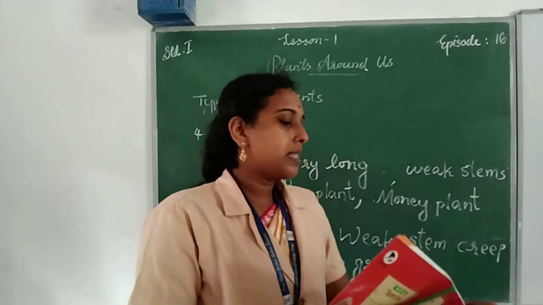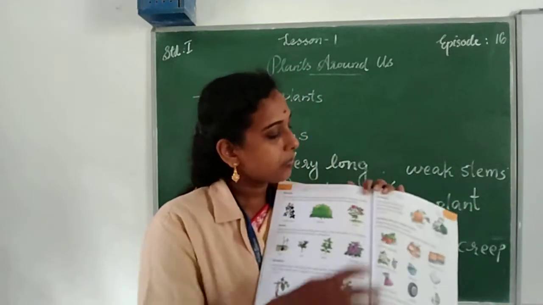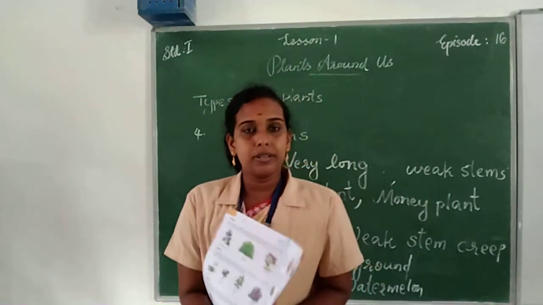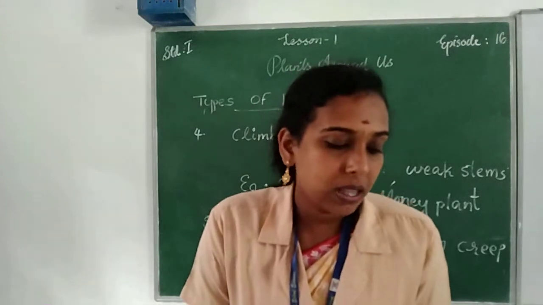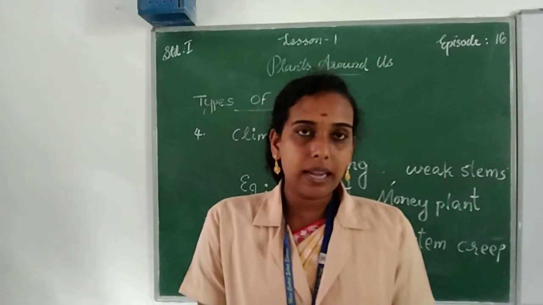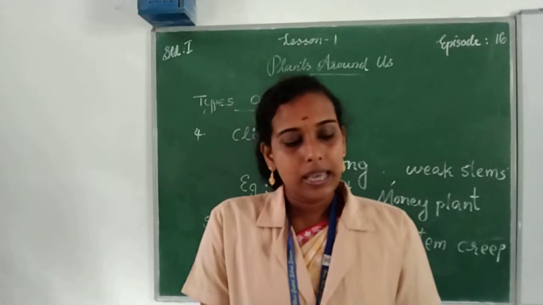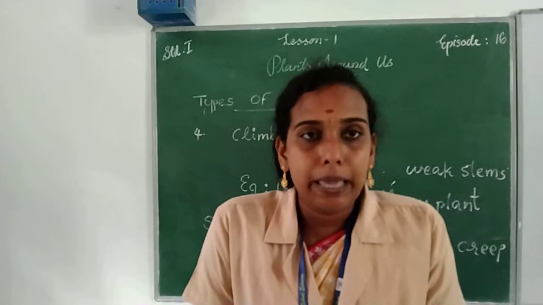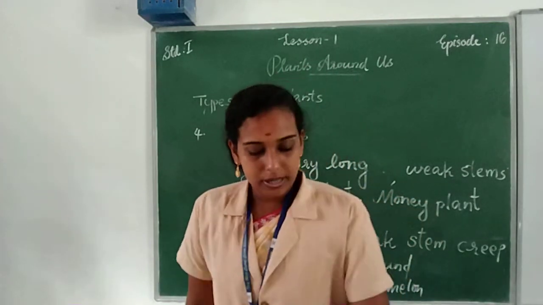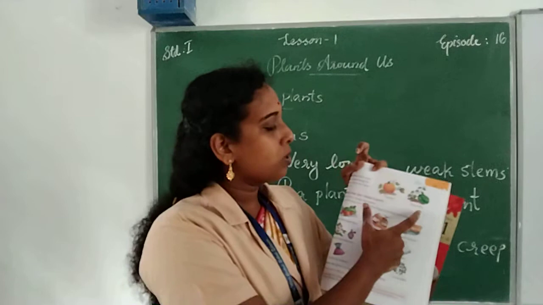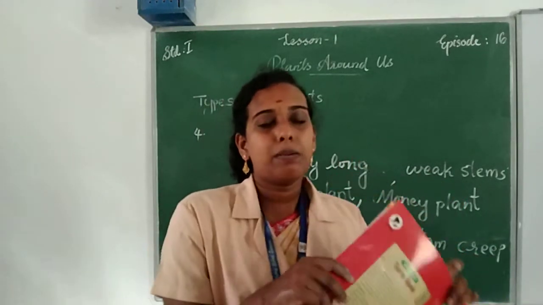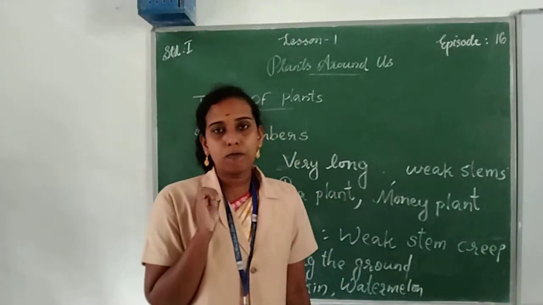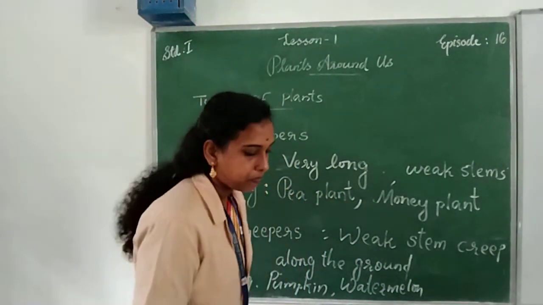Then the next word is creepers. C-R-E-E-P-E-R-S, creepers. Some plants with weak stems creep along the ground, and they are called creepers. Examples for creepers are pumpkin and watermelon. So these are the 5 types of plants around us.